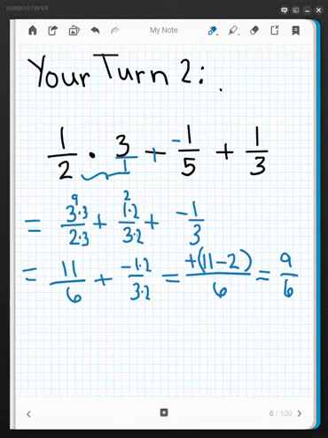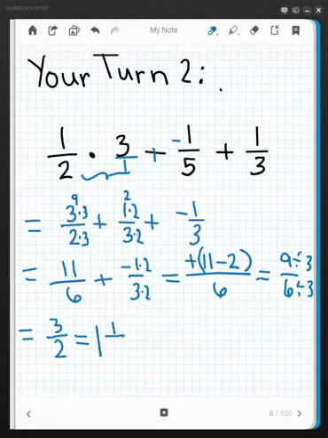Now the first thing that glares at me is this is not in lowest terms. These both have a 3 in common. So I'm going to take out the common factor of a 3. So 9 divided by 3 is 3, and 6 divided by 3 is 2. Now the next thing that strikes me is 3 over 2. That's an improper fraction. So I'm going to make that into a mixed number. 2 will go into 3 one time with 1 left over, and that then goes over the original denominator of 2. And so there's my mixed number.